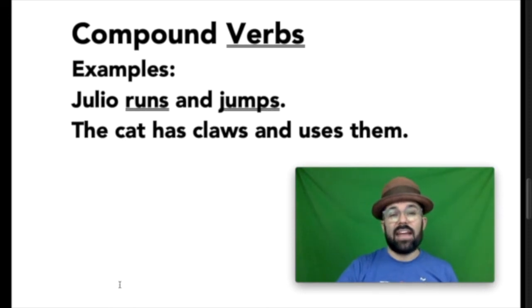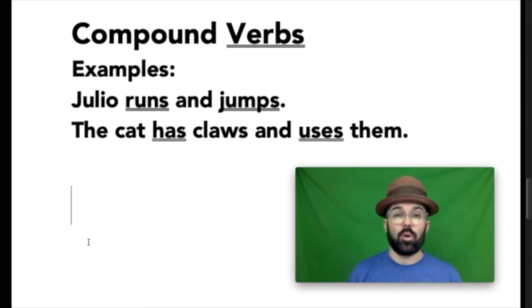The cat has claws and uses them. Once again, we have a compound verb attached to the same subject, cat. Cat is the simple subject. What are the two verbs? The two verbs are has and uses. Has is a form of to have. Uses is a form of to use. The cat has something and uses something. But we have a compound verb once again.